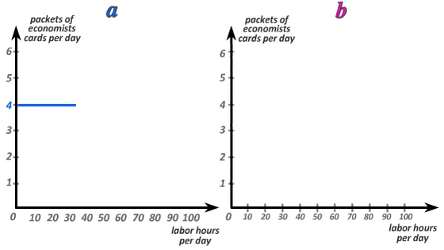In panel A of graph 11.1, we illustrated a straight line production frontier along which each additional labor hour we hired always was able to produce exactly 4 additional packets of economist cards. Thus we would say that the marginal product of an hour of labor along this production frontier is always 4 packets of economist cards. The marginal product of an hour of labor is therefore simply the increase in overall output that happens because of the hiring of an additional hour of labor.